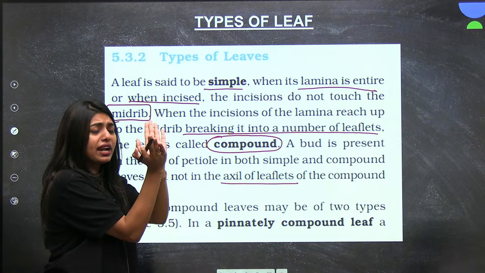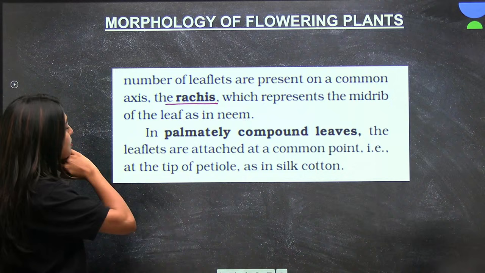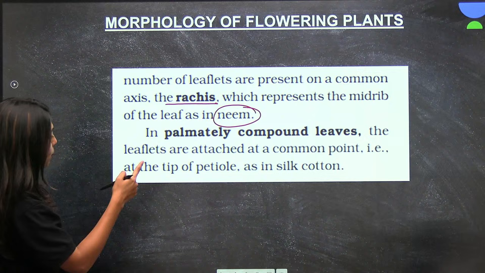Take it very simple. The compound leaves may be of two types. Pinnately compound leaf, which has a midrib, and the example is neem. Palmately compound leaf, where the leaflets are arranged at a common point at the tip of the petiole, and the example is silk cotton. Clear?